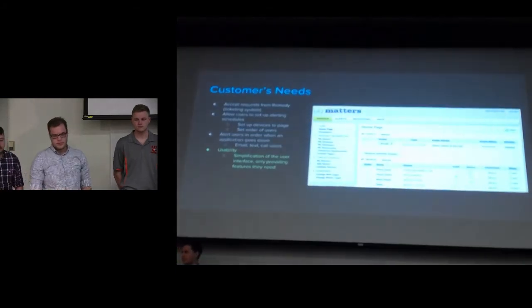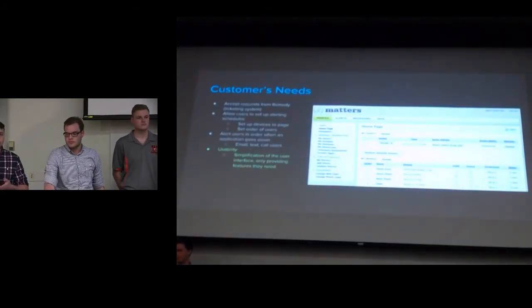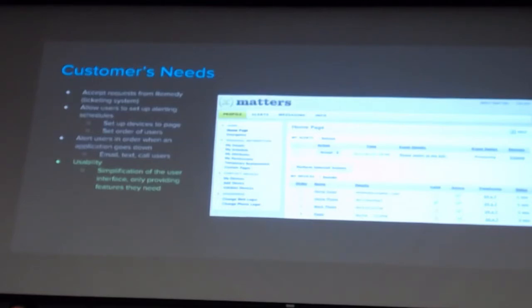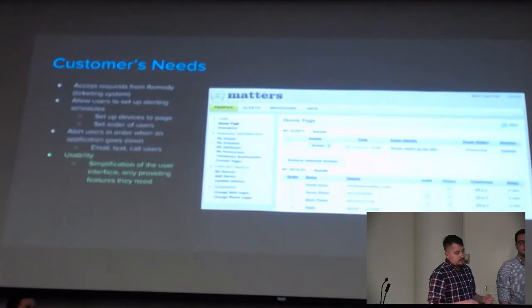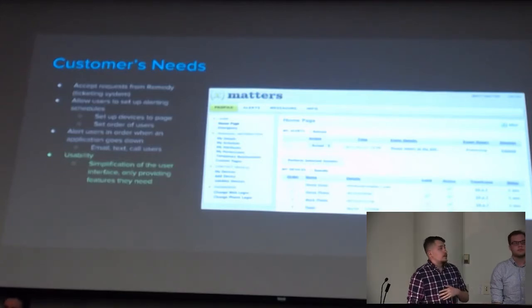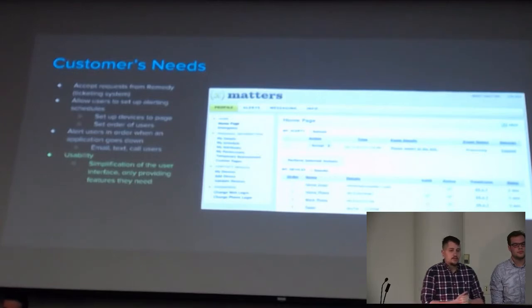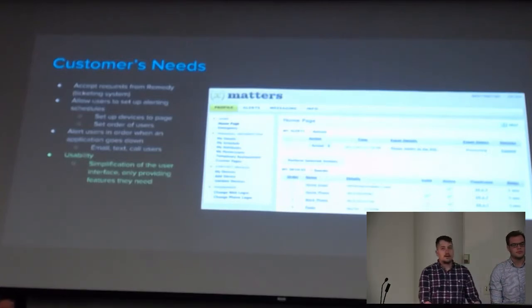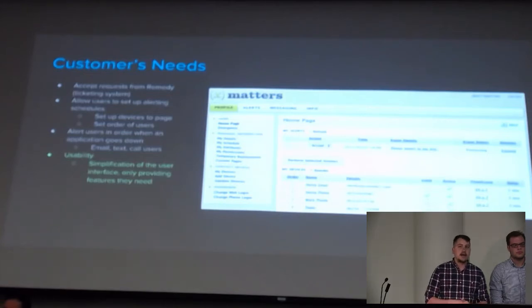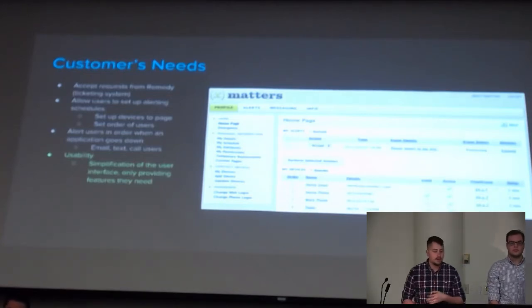So as Brian was just mentioning, our problem boils down to replacing their existing software called XMatters with a system that is tailored to Liberty Mutual's specific needs, which are outlined in gray here. They are to accept requests from Remedy, which is their ticketing system. That's the system that knows when an application has gone down, and it will create the tickets around that. We also needed to allow users to set up their own personal alerting schedules, which includes setting up which devices to page and which order to page the users in. And finally, alerting users in the order of the escalation policy when the application goes down. So that's actually sending out the email, sending out the text, sending out the phone call.